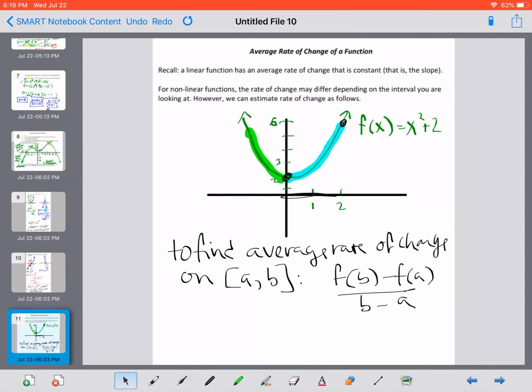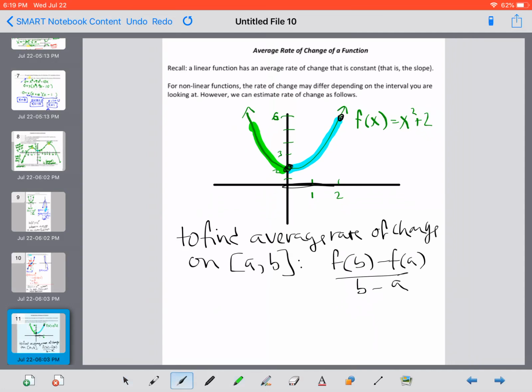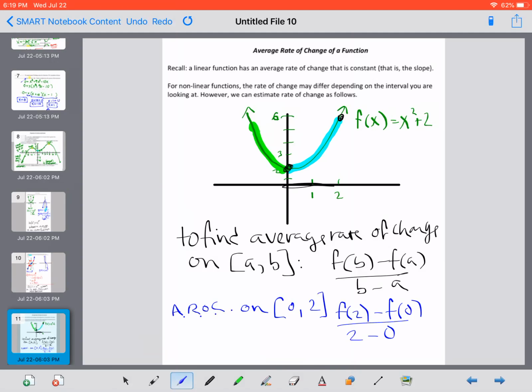Let me give you an example. Let's look at this function here, and we'll find the average rate of change, abbreviated AROC, on the interval from 0 to 2. To do that, I need to compute f of 2 minus f of 0 divided by 2 minus 0. All right, well, let's go up here for a second. f of 2 would be 2 squared plus 2. That's 4 plus 2, which is 6. And f of 0 would be 0 squared plus 2, which is 2.